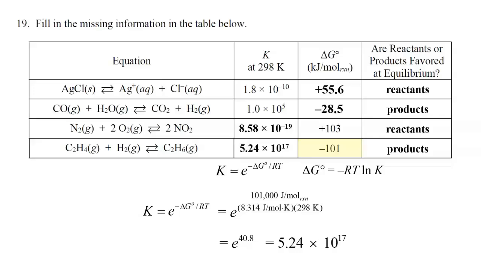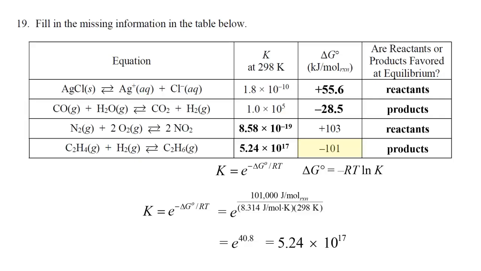Now, if you got a slightly different number than what I did for your value of K when you did this calculation, you might have just rounded a little bit differently, but hopefully you understand how to solve for K if you're given delta G, and how to solve for delta G if you're given the value of K at standard conditions, 298 kelvins.